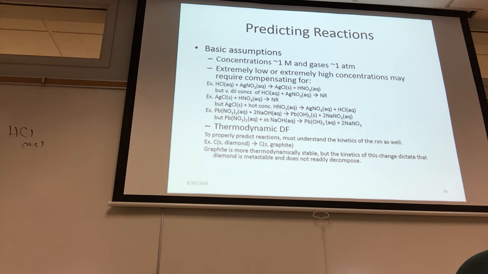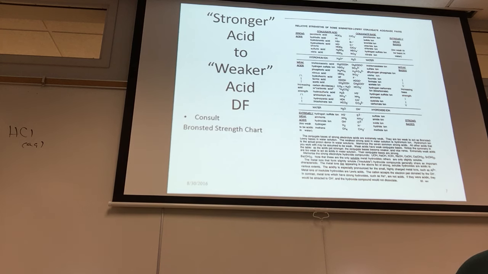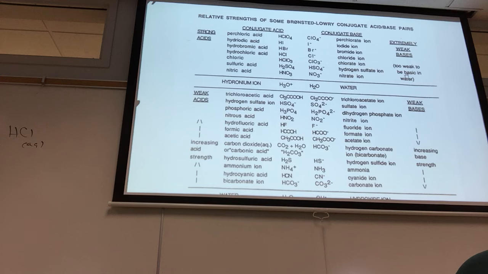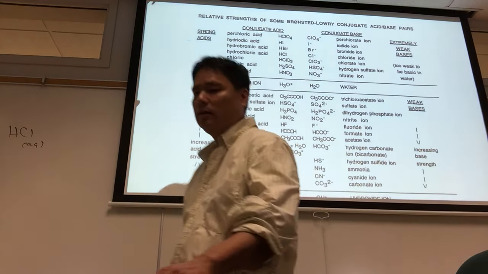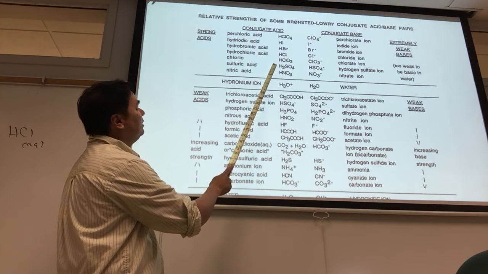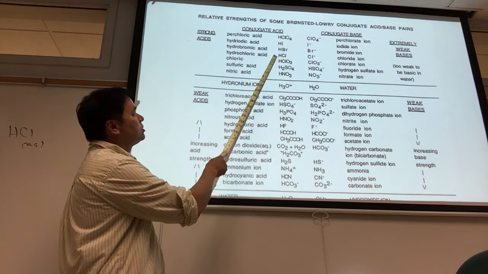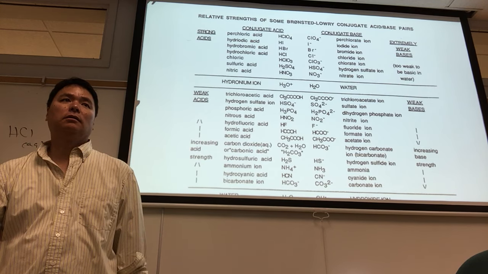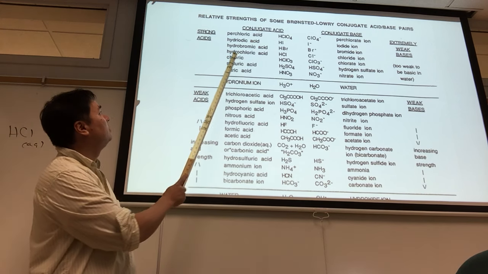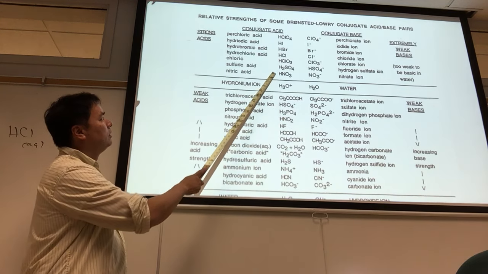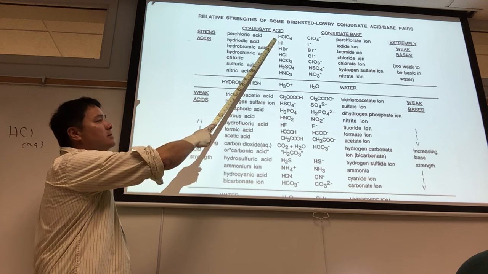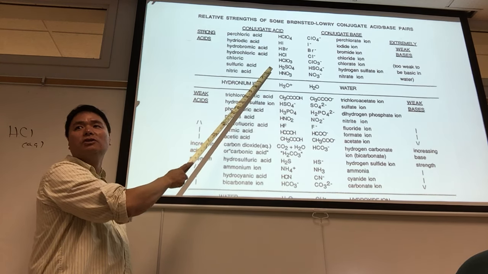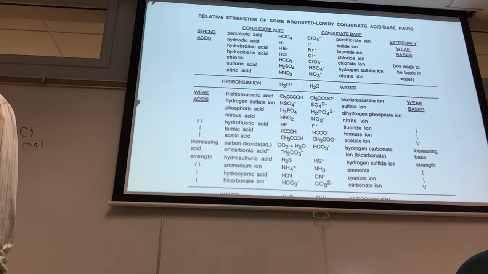So what's a stronger acid, HNO3 or HCl? In water. HNO3 or HCl? What's a stronger acid? In water. Well, this is the acid strength. Acid strength is increasing as we go up. And so it looks like, what's this called? HClO4, perchloric acid, is at the top, and then HCl, and then HNO3. So it looks as if HCl is a stronger acid, right?